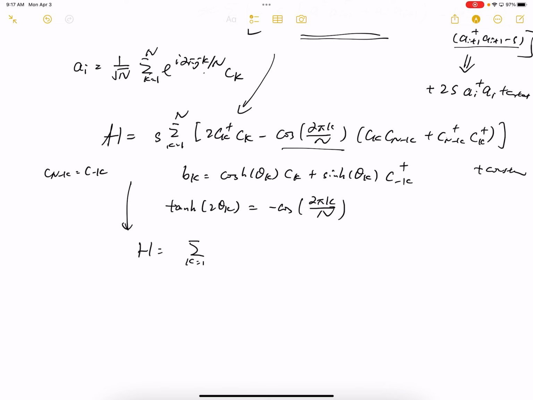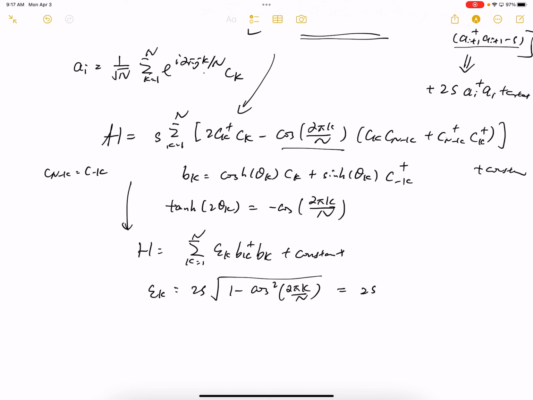That's always what we're trying to achieve. So you get to something like ε_k b_k† b_k, plus some constant you don't care about. And then in this case, ε_k you can explicitly find. So it's equal to the square root of 1 minus cosine squared 2πk over n. And you can also simplify this because it's 1 minus cosine squared. We know that's equal to sine squared. Although when you take the square root, you're going to get an absolute value because the square root cannot be negative. Okay, so that will be the result of this.